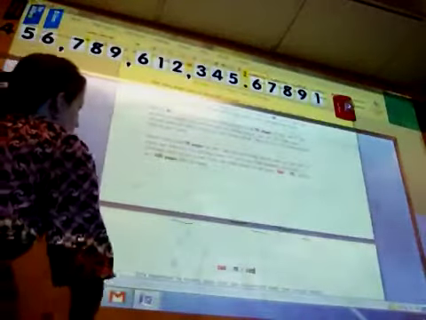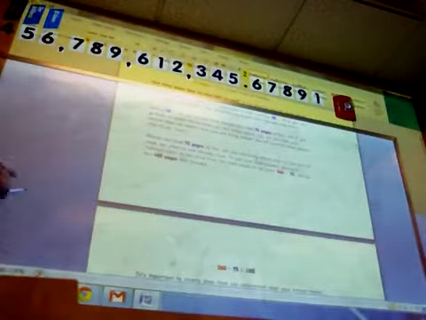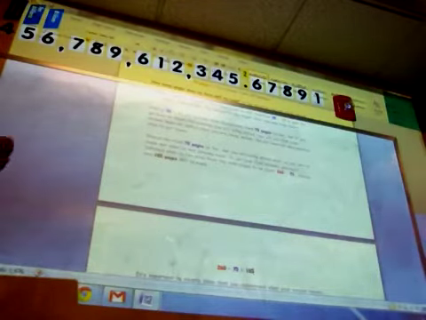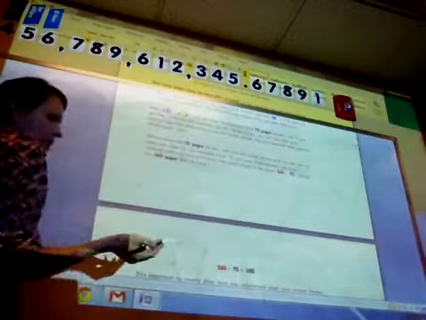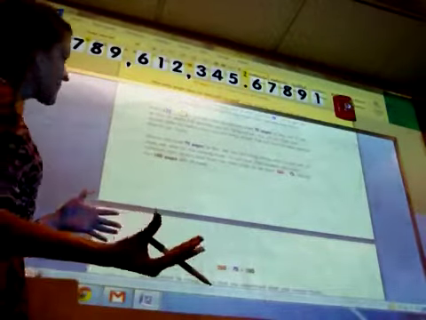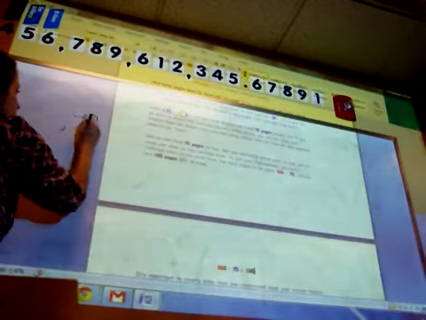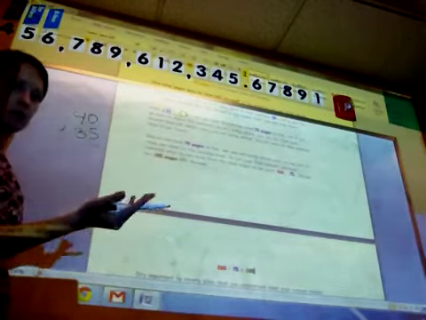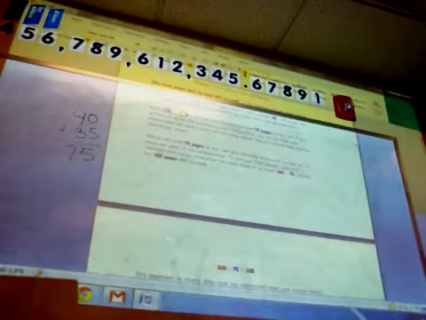So, the first thing we need to do is figure out how many he's read before we can figure out how many he has left to read, right? So, the first thing we need to do is figure out the total amount that he's read. How do we do that? How do we find the total of something? We add. So 40 plus 35, right, 75 pages.